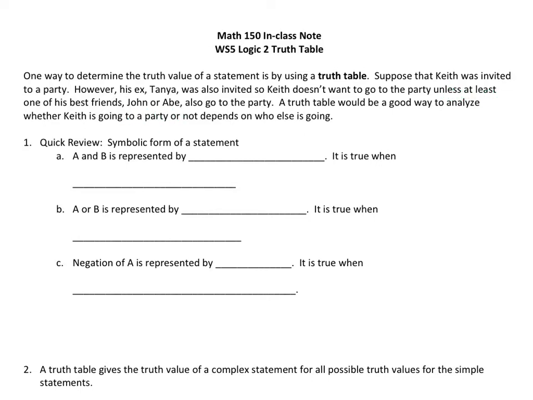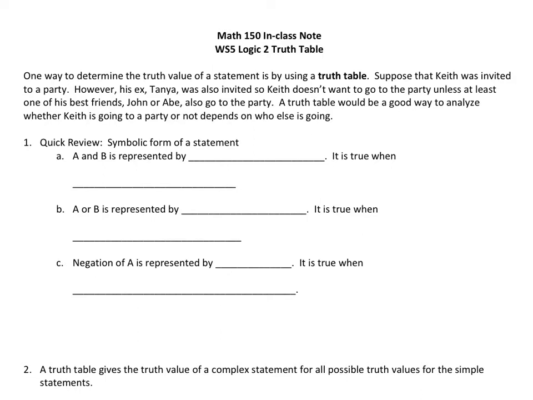Complicated situation. A truth table will be a good way to analyze whether Keith is going to the party or not. It depends on who else is going. So we're going to have a bunch of different statements. Sometimes it's true, sometimes it's false. There are different combinations of statements. So a truth table is useful to analyze when the whole thing is going to be true, and when it's not going to be the case. Let's do a little bit of a review.